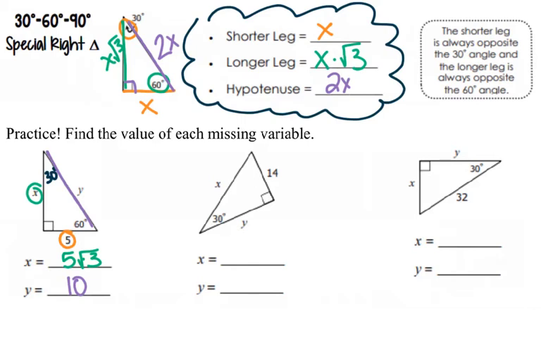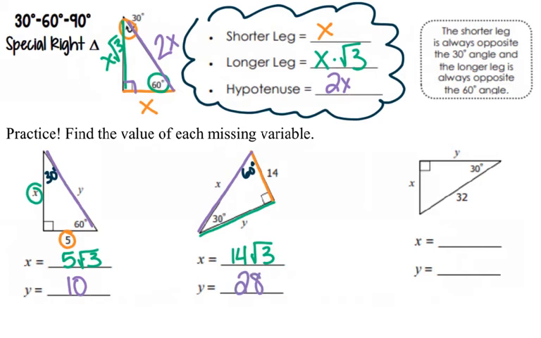If you look at the next one, I know that this angle is 60. So 14 is my short side. My longer side is going to be the short side times the square root of 3. And my hypotenuse is the short side times 2. 2 times 14, 28.